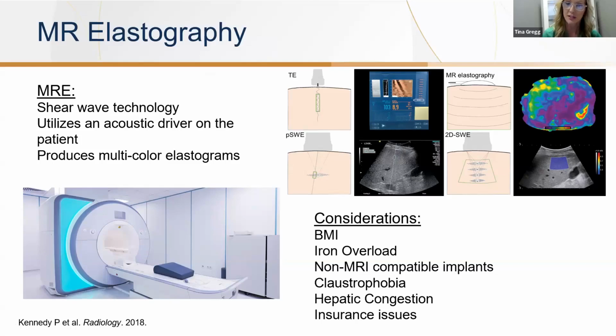The MR elastography is able to assess a much larger portion of the liver than the FibroScan. There are still considerations that we have to keep in mind, which include BMI, iron overload, non-compatible implants, claustrophobia, which occurs fairly frequently, and hepatic congestion. So does the patient have congestive heart failure or any hepatic congestion? And then also insurance issues. MR elastography is not as readily available as FibroScan. It is more precise, but it's also more expensive. So sometimes we have problems with insurance coverage with this one.